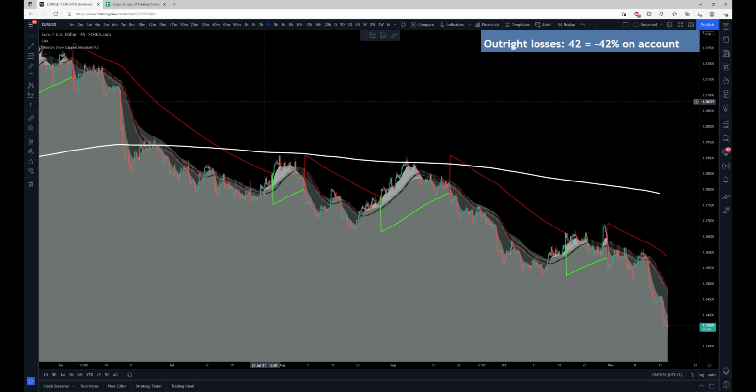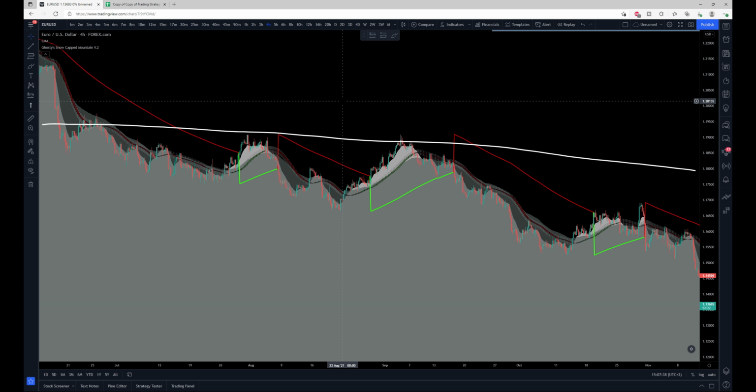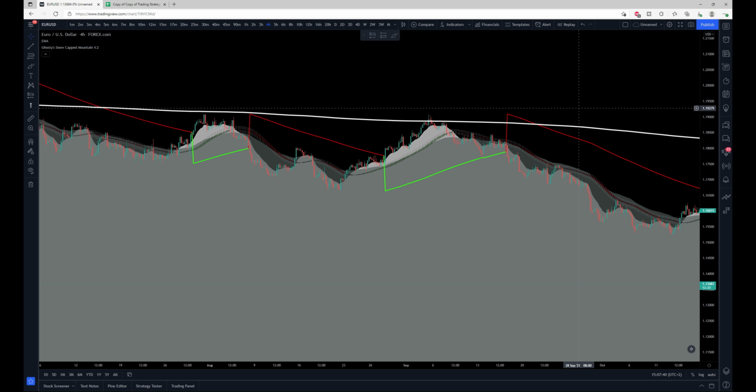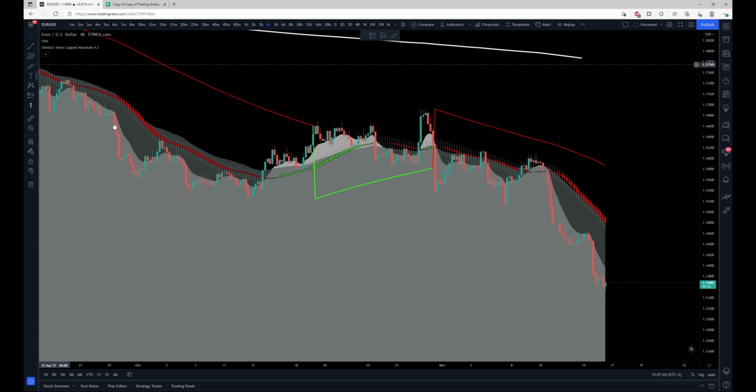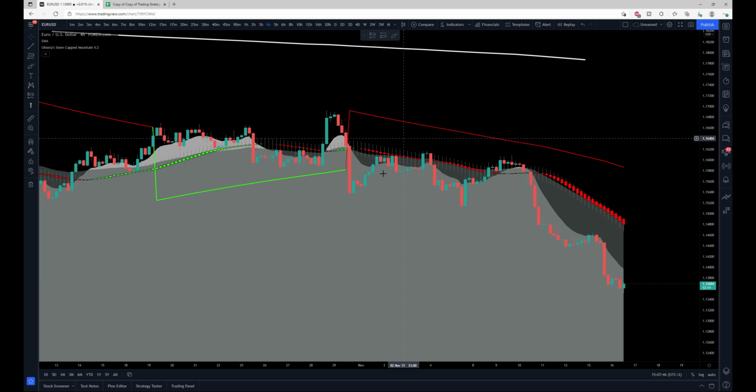So the main problem with the way that it was being presented from the creator is often when you get these entries with this indicator, price is already extended. So this is a perfect example right here. You get this entry right at the bottom here while price is extended, and then it pulls back right after that. So that's why this doesn't really work as a good entry indicator, is often you get in while price is already extended if using this as an entry indicator.